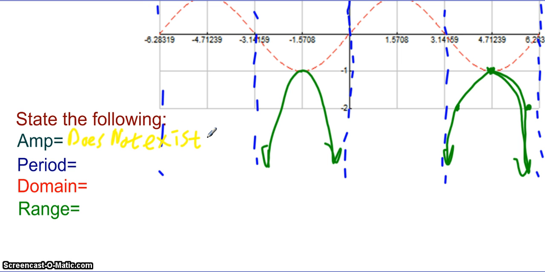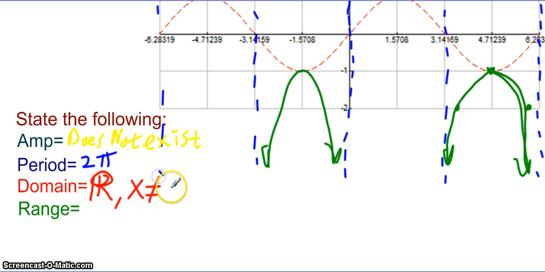Our definition of amplitude does not match what our graph has here. The period. Here we have to understand that the period is going to be 2 pi because it's the reciprocal of sine, and sine has a period of 2 pi. The domain, here we have to think in terms just like we did with tangent and cotangent, so it's going to be all real numbers.